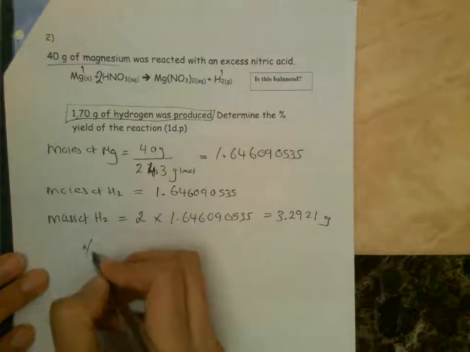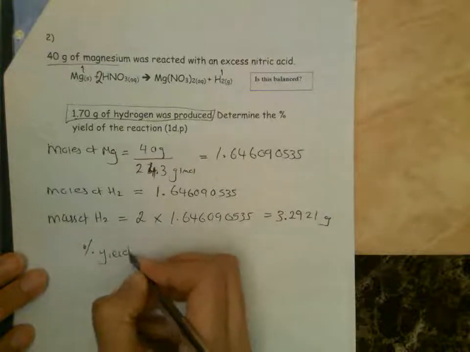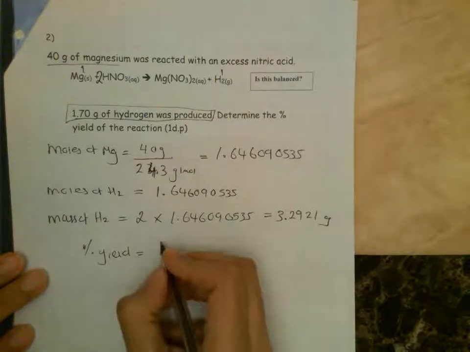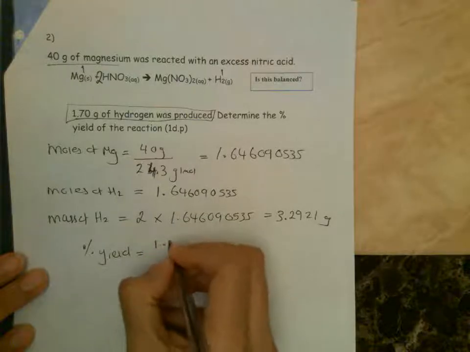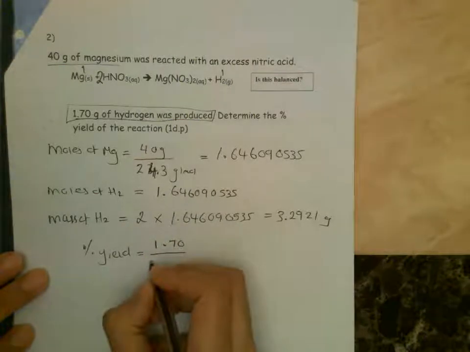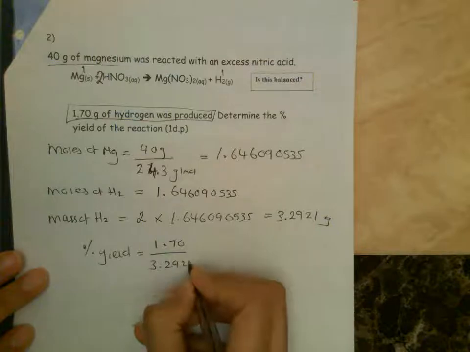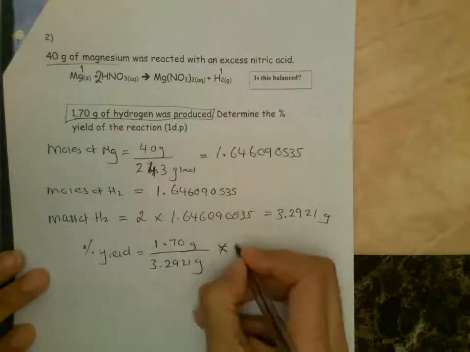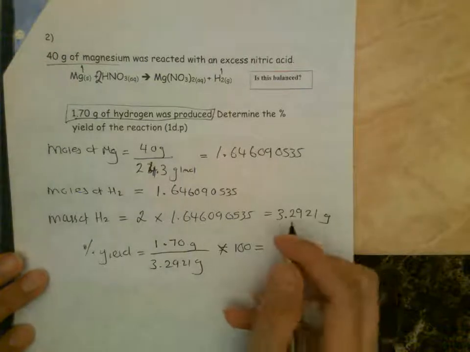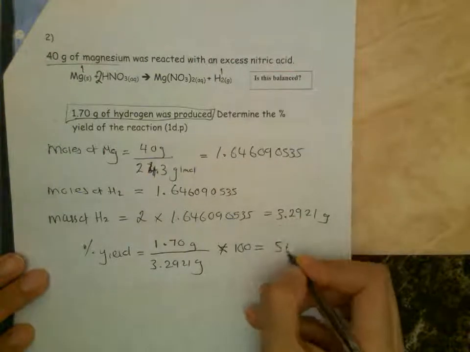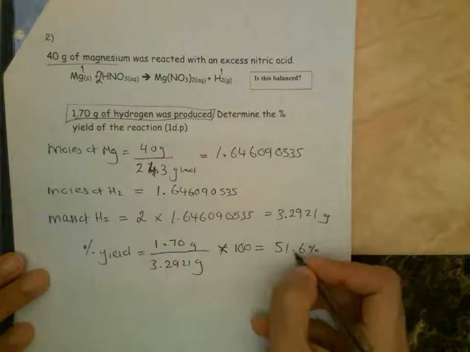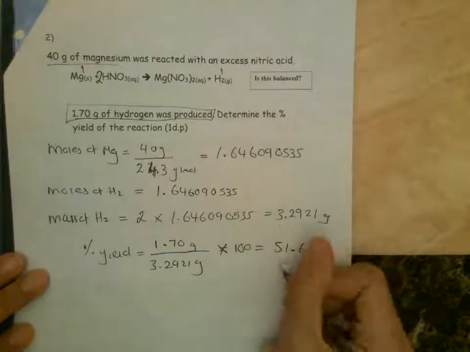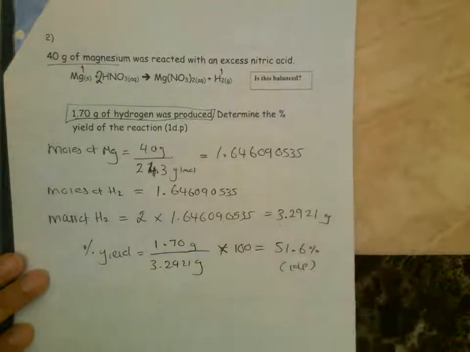Then percentage yield would be our actual, which was 1.7, divided by 3.2921, both in grams, times by 100, which would give us 51.6% to 1 decimal place.